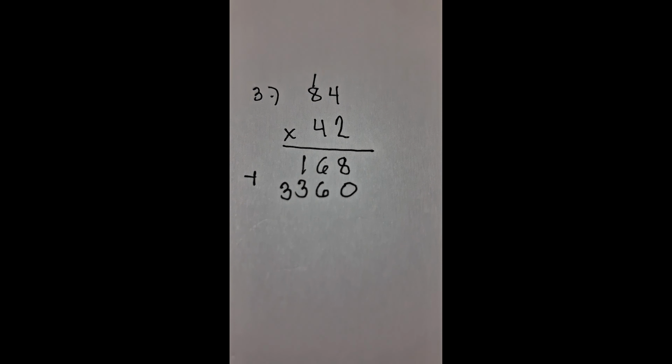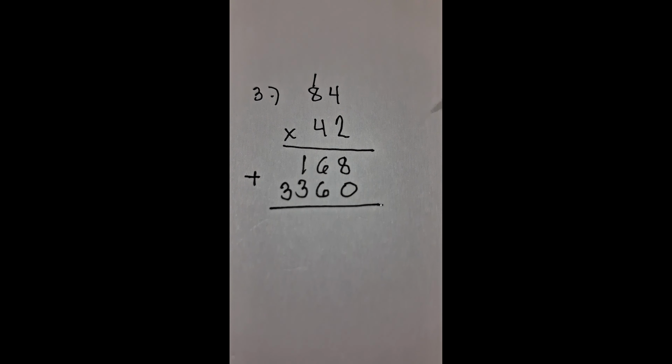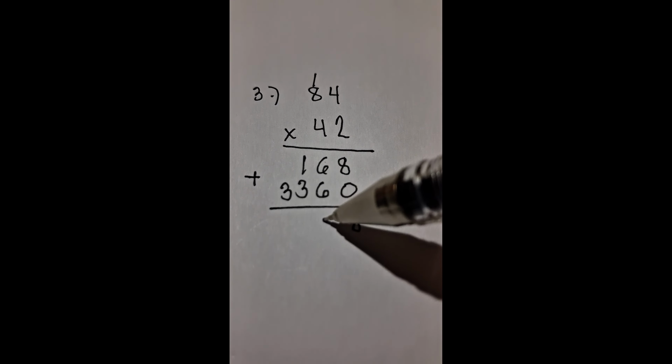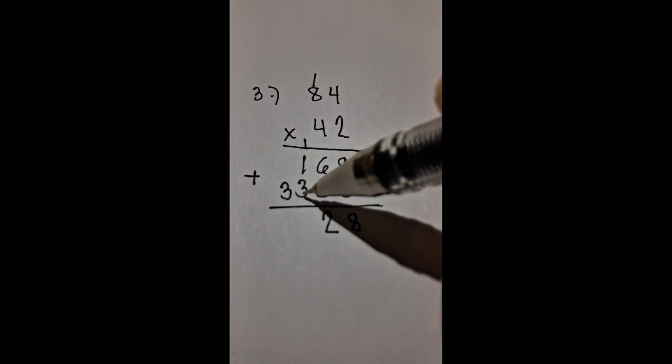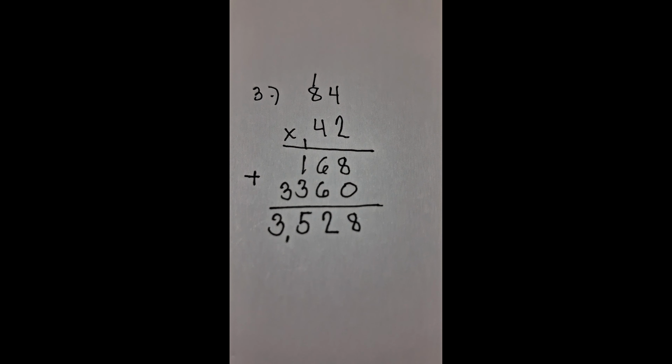And then add the two partial products. That is 8 plus 0 equals 8. 6 plus 6 is 12. 2, carry 1. 3, 4, 5. And bring down 3. So that is 3,528.